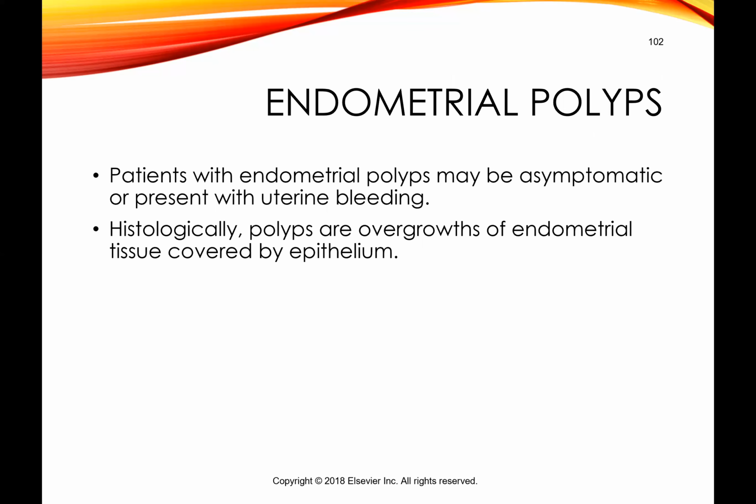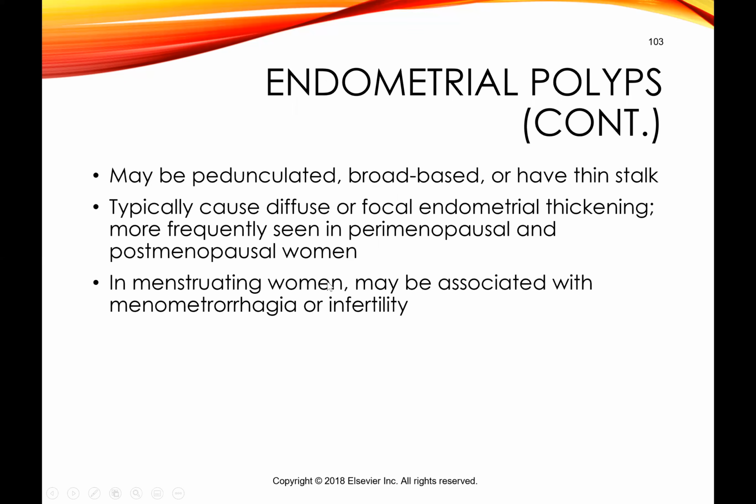Endometrial polyps, we've talked about a little bit, but a lot of these patients that have these polyps could be asymptomatic, and a lot of them don't even know they have them. If they're large enough, they could present with some uterine bleeding. Polyps are overgrowths of endometrial tissue covered by epithelium.